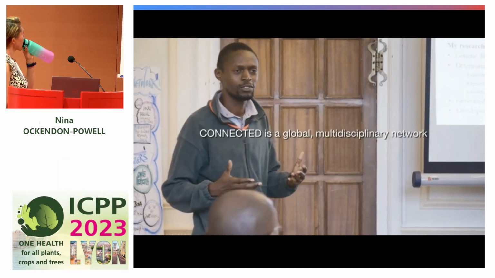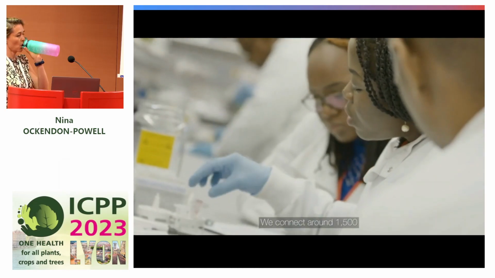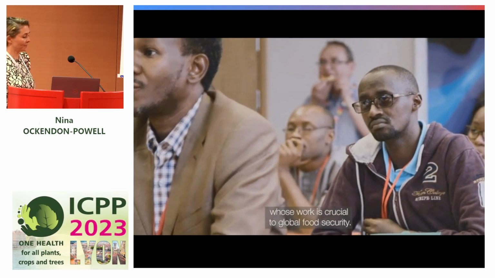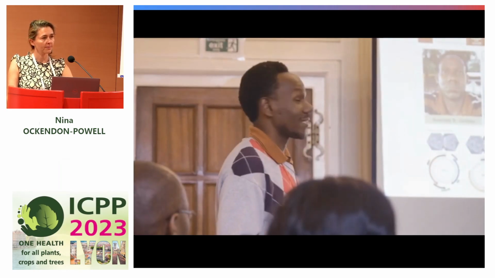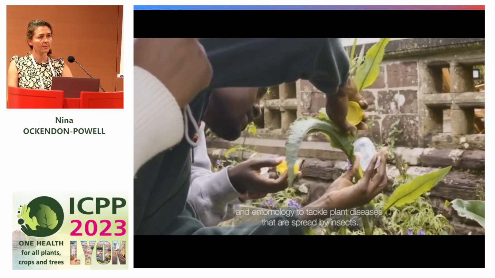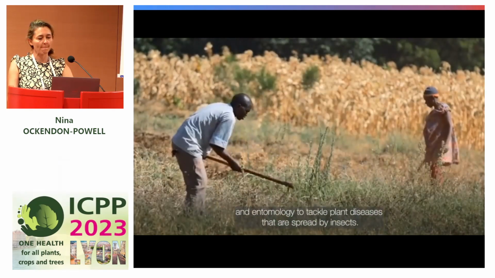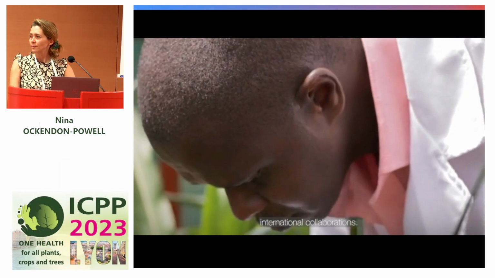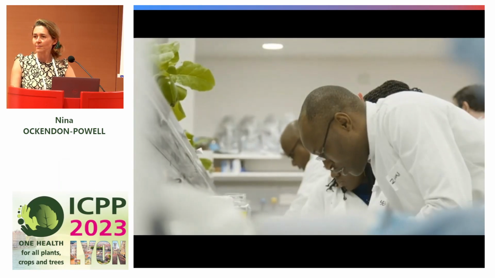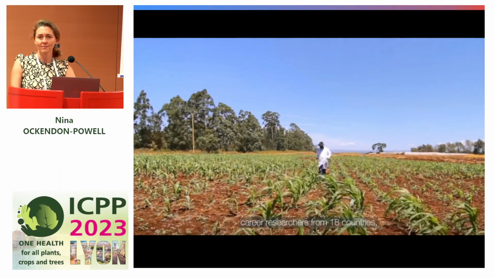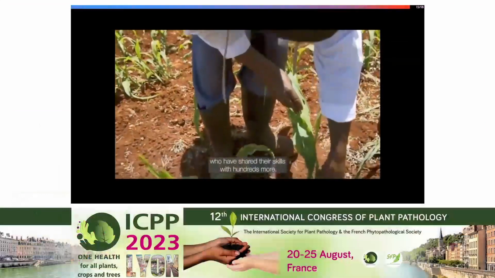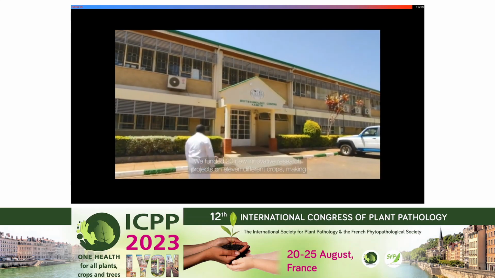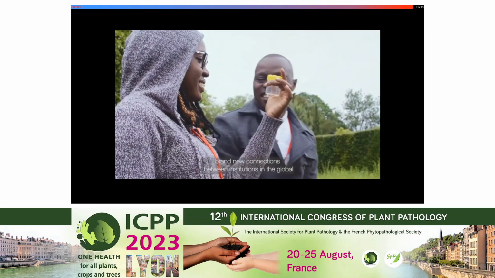Connected is a global, multidisciplinary network. We connect around 1,500 members in 82 countries, researchers whose work is crucial to global food security. We link plant pathology and entomology to tackle plant diseases that are spread by insects. We grow technical expertise and knowledge and increase international collaborations. We've trained more than 100 early career researchers from 18 countries who have shared their skills with hundreds more. We funded 20 new innovative research projects on 11 different crops, making brand new connections between institutions in the global north and south.